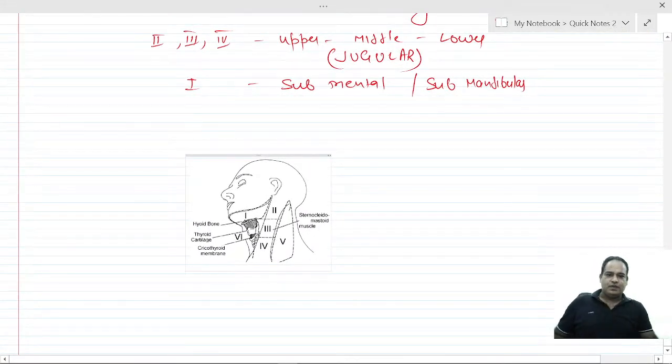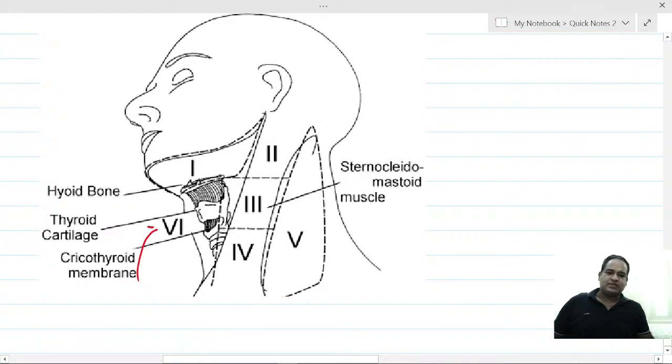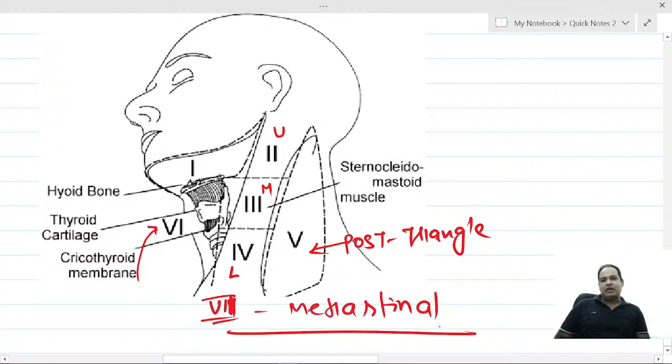See, these are the lymph node levels. So 6 is central. Levels 2, 3, 4, along the sternocleidomastoid muscle or along the jugular vein, are upper, middle, and lower. Fifth are those seen in the posterior triangle. Then there are level 7 lymph nodes, which are the mediastinal lymph nodes. Fine.